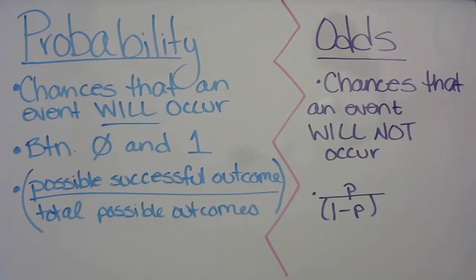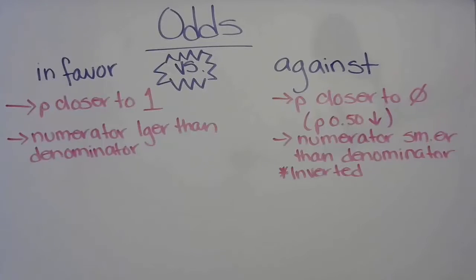Now, when we're talking about odds, we are talking about the opposite. We are talking about the chances or the likelihood that an event will not occur. And the formula for figuring out odds is to take the probability value that you find and then divide that by 1 minus that same probability value. Before moving on to an example problem, I want to talk a little bit more about odds.